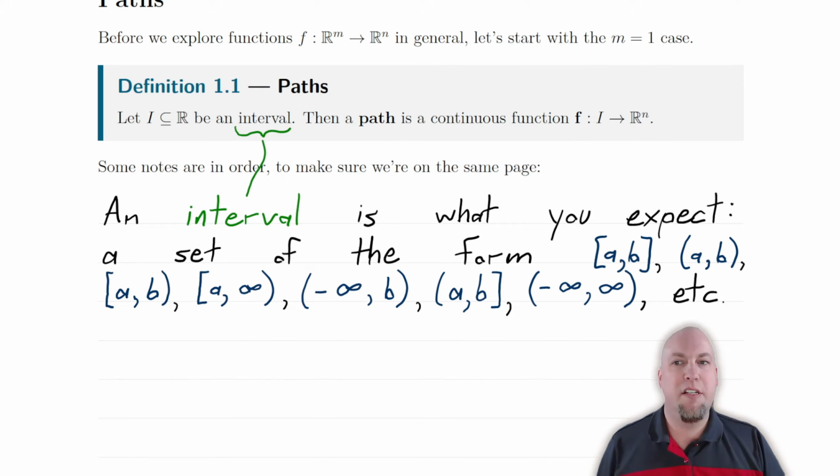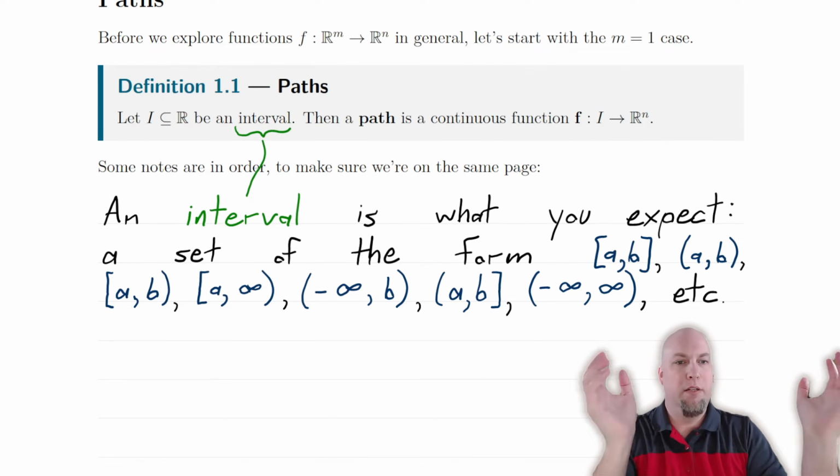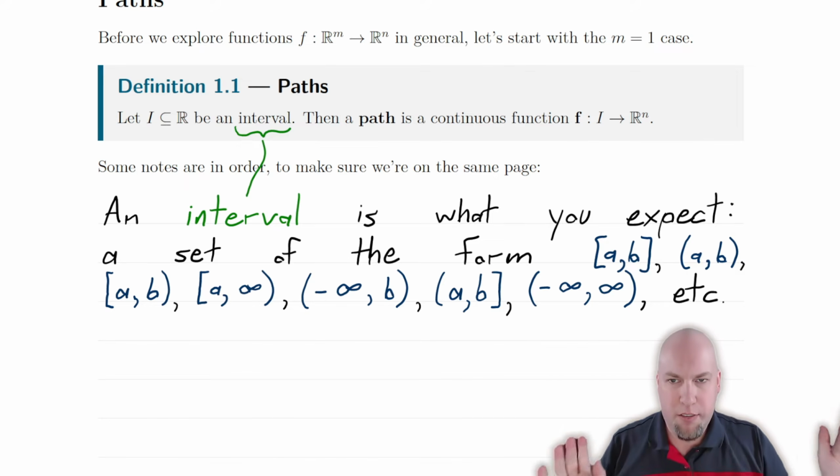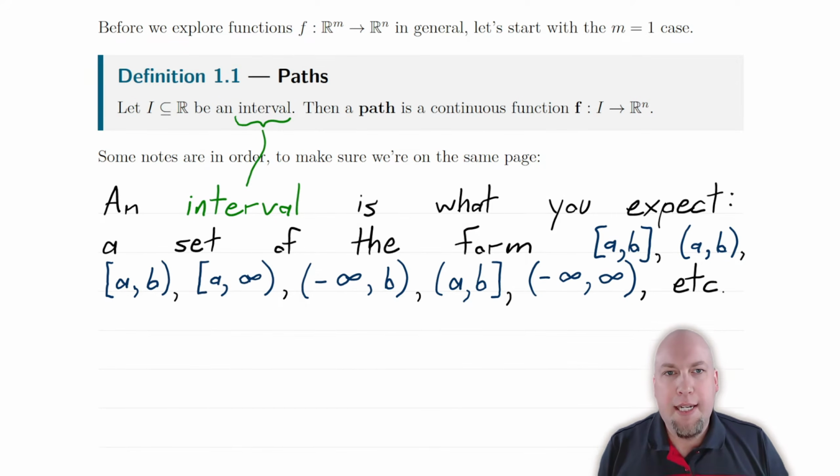Any of these things are fine as the domain of a path. Any interval, it doesn't matter what it looks like, whether it's infinite on one side or both, and whether it includes the endpoints or not. Fine, don't care. Okay.